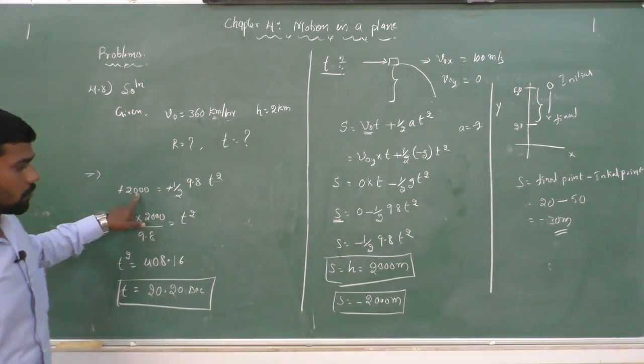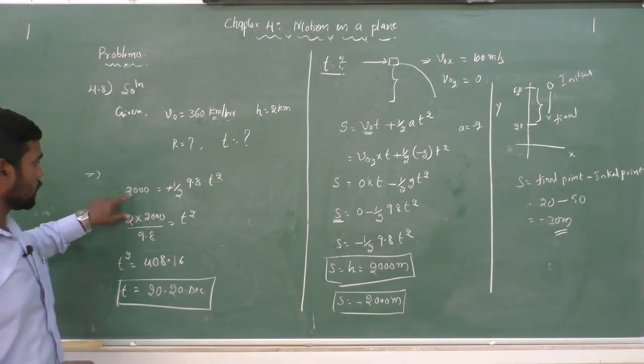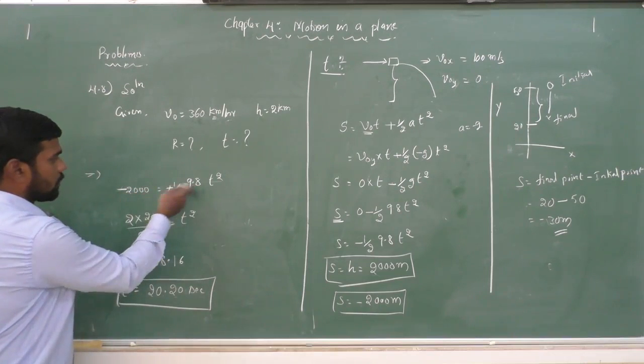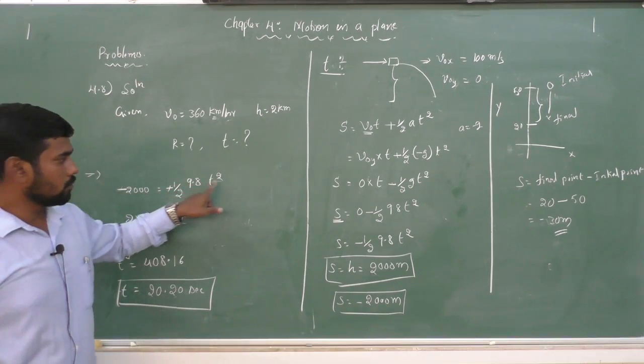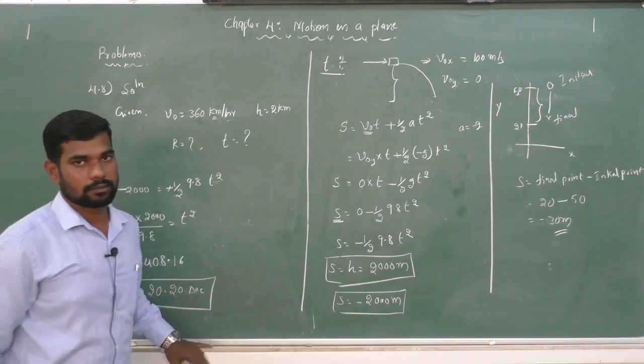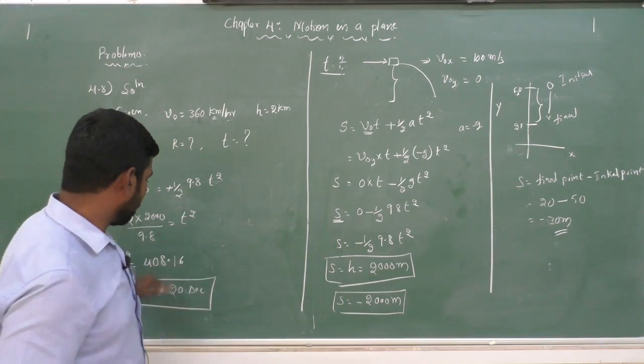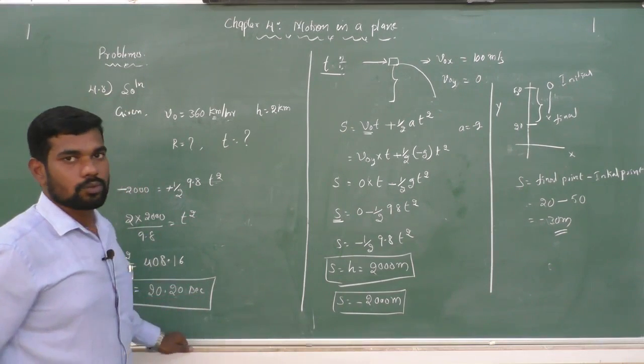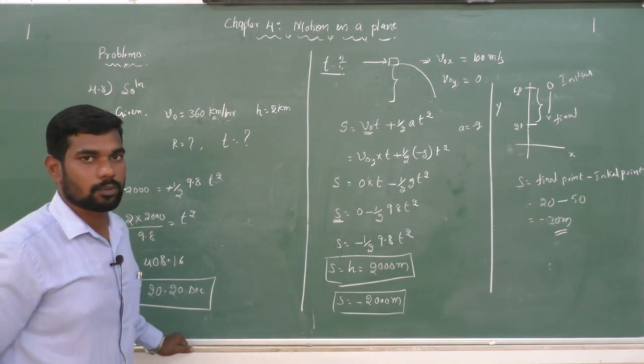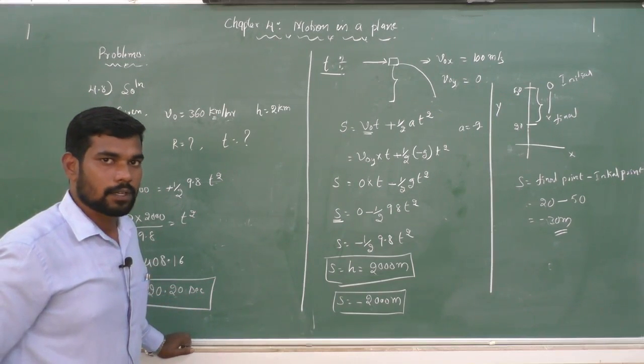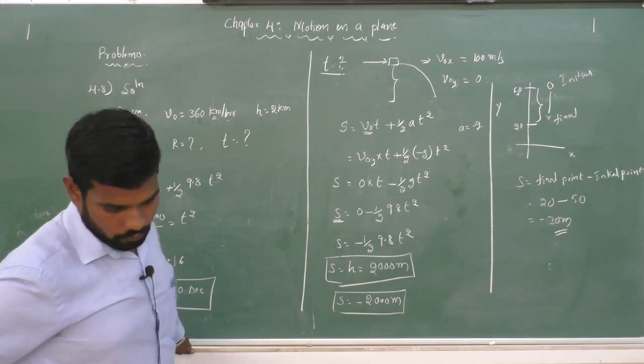That is S is equal to minus 2000, and minus half into 9.8 into t square. We just substituted, simplified, and we got what? 20.20 seconds. Understood? Okay. Now we go for what?